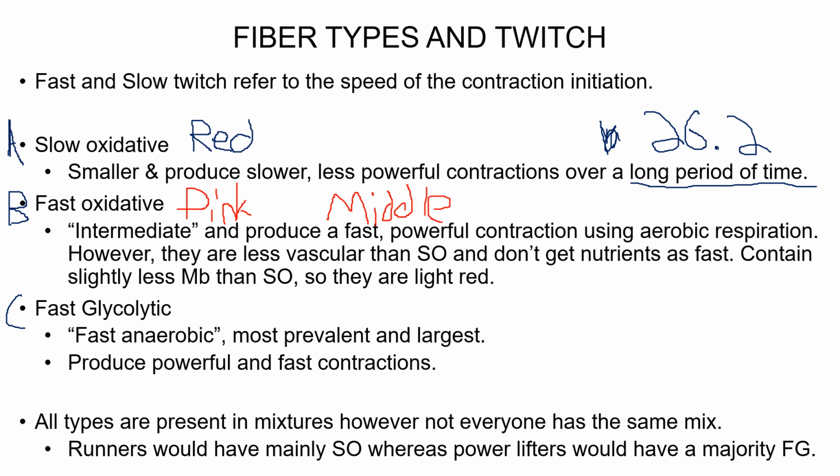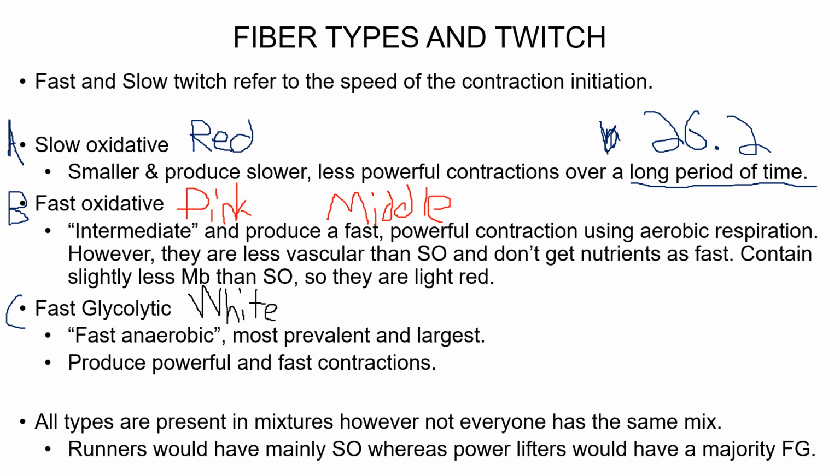And then we have fast glycolytic. And fast glycolytic is going to be the white fibers. And this is going to be the very powerful stuff. This is going to be the very forceful, jerky contractions.